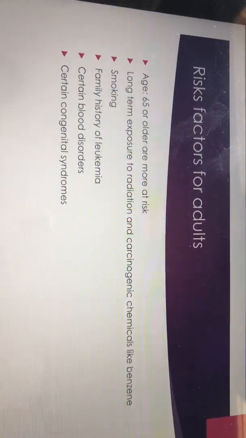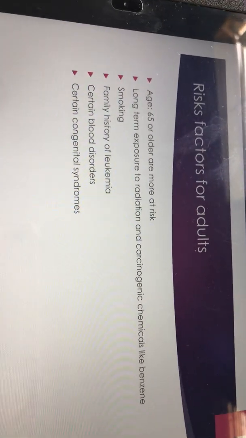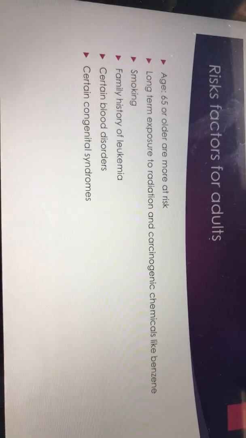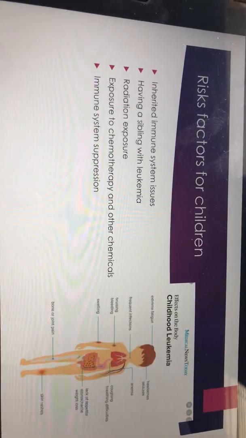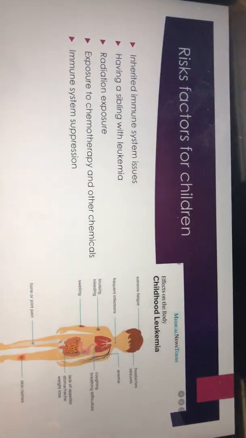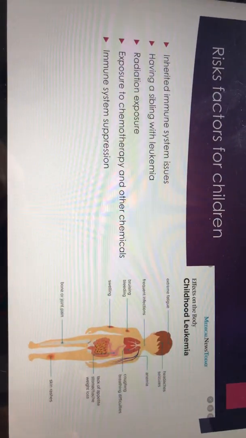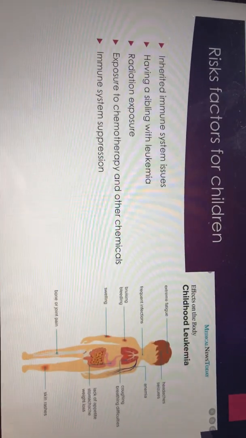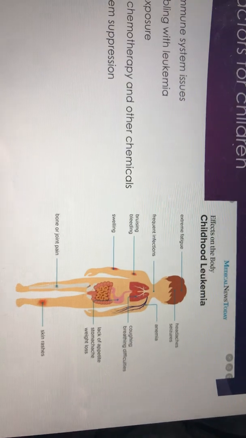Some risk factors for adults. Adults age 65 or older are more at risk for leukemia, and any long-term exposure to radiation or carcinogenic chemicals like benzene could also be a risk factor. Others are smoking, family history of leukemia, certain blood disorders, and certain congenital syndromes. Some risk factors for children are inherited immune system issues, having a sibling with leukemia, radiation exposure, exposure to chemotherapy and other chemicals, and immune system suppression.